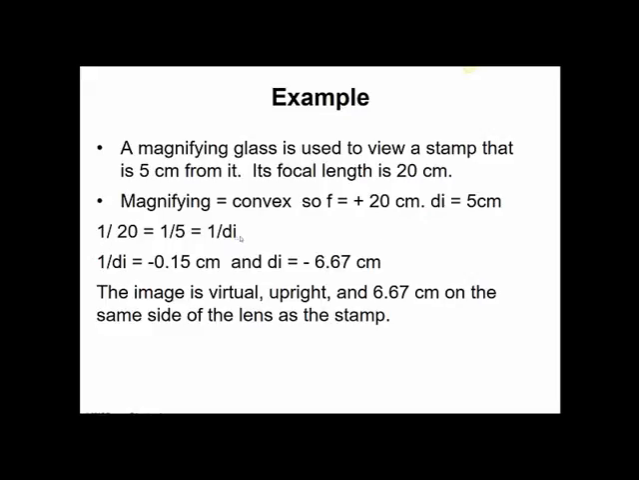So when we do the math, 1 over 20 equals 1 over 5 plus 1 over di, and we get 1 over di equals negative 0.15 per centimeter, and di equals negative 6.67 centimeters. The image is virtual, upright, and 6.67 centimeters on the same side of the lens as the stamp. And that would be the magnified image that you would see if you used a magnifying glass.